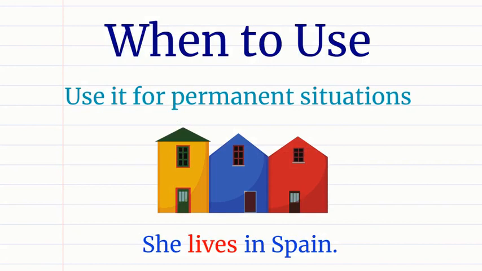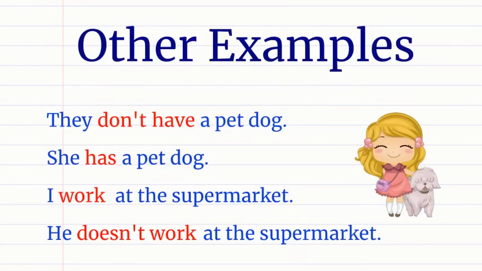Use the present simple tense for permanent or semi-permanent situations. In this example, this girl permanently lives in Spain. Also, notice the S rule as we're talking about a third person, she. Some more examples here. See how they're all permanent situations.